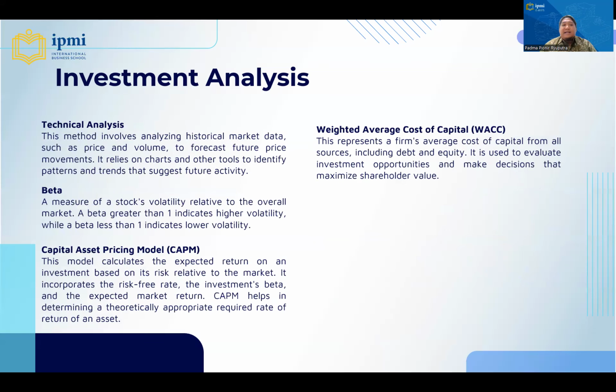Next is technical analysis. This method involves analyzing historical market data, such as price and volume, to forecast future price movements. It relies on charts and other tools to identify patterns and trends that suggest future activity. Beta is a measure of a stock's volatility relative to the overall market. A beta greater than 1 indicates higher volatility, while a beta less than 1 indicates lower volatility, which means its movement, if it's below 1, is actually less volatile than the market.